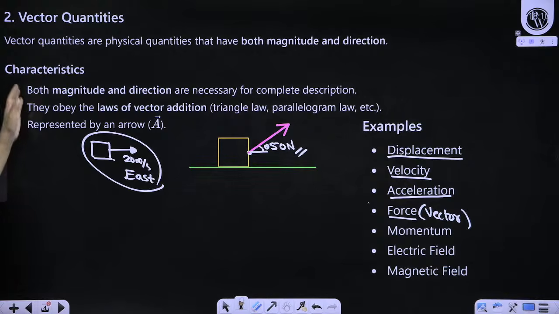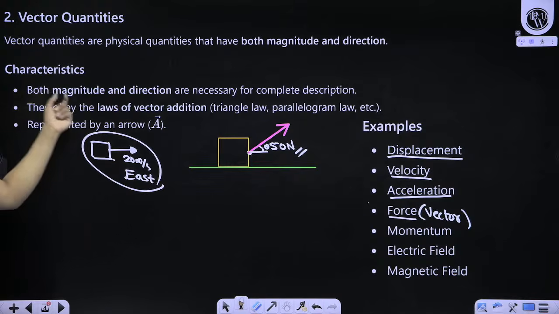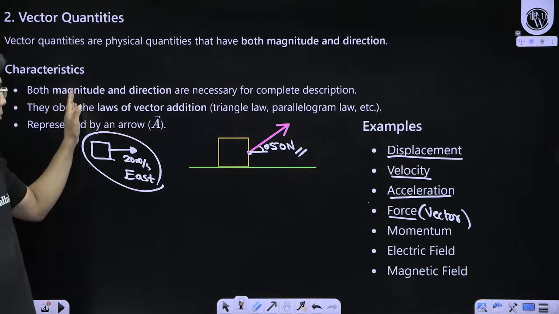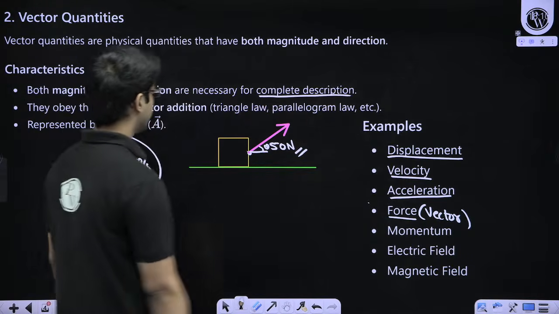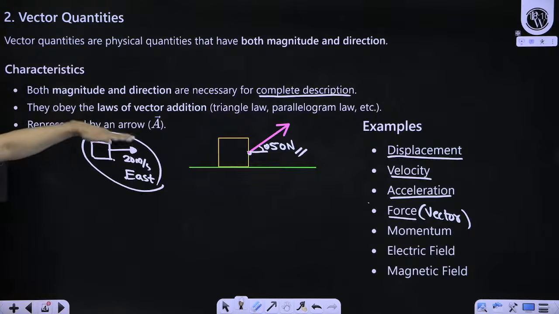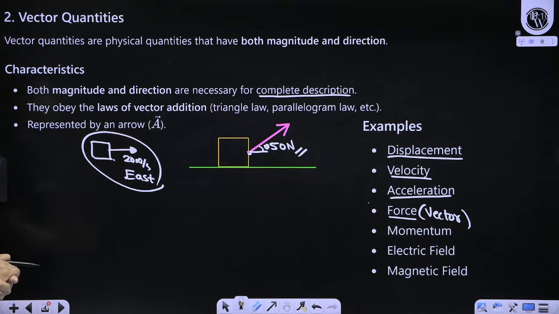Okay, so vectors have both magnitude and direction, and we need both magnitude and direction to completely study them. Okay, these vectors we will study in the next chapter. Okay, we'll have vectors in the upcoming lecture. All right.